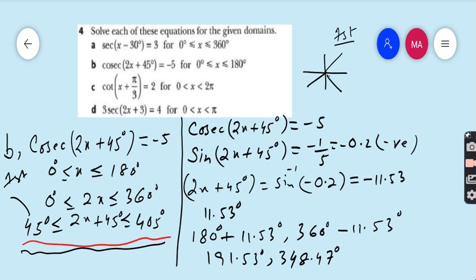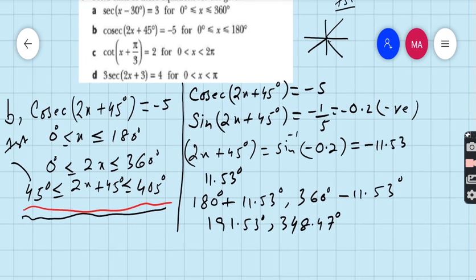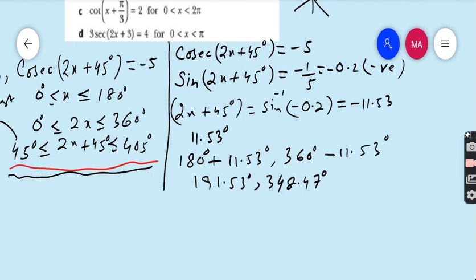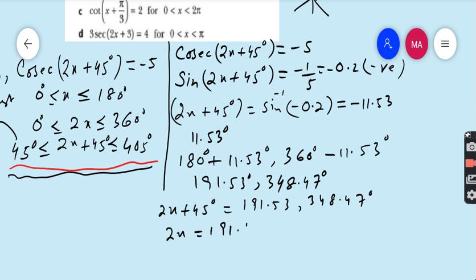Therefore only two angles, that is 191.53 and 348.47, are the angles where sign is negative. But this is not our final answer. These angles are equal to 2x plus 45 degrees: 191.53 and 348.47. First subtract 45 from each angle.